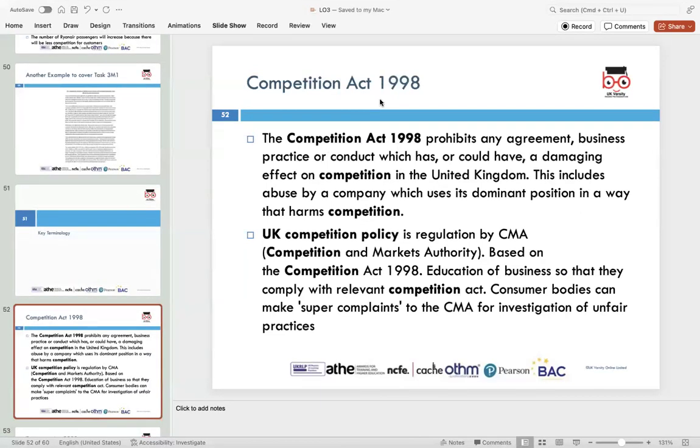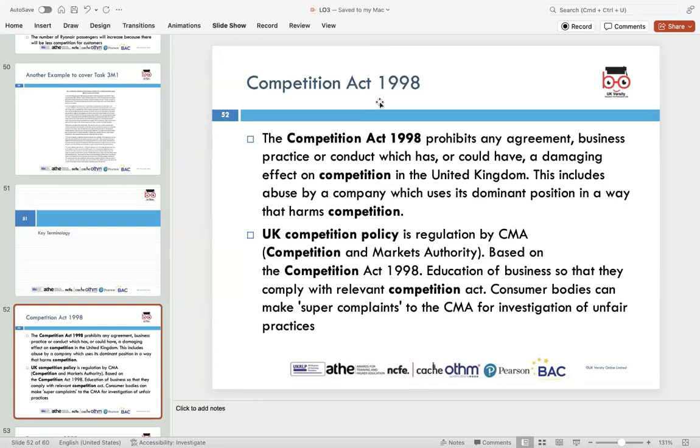Competition Act 1998. According to the Competition Act 1998, any agreement, business activity, or conduct that has the potential to have a detrimental impact on competition in the United Kingdom is prohibited. Among these are instances in which a firm abuses its dominant position by employing it in a manner that is detrimental to the competitors.